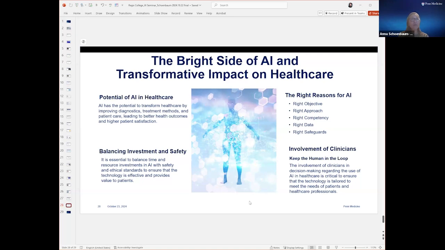They need to be part of the loop. There are some states that have it as part of their regulation regarding AI. I think there are several states where clinicians have to be in the loop of the decision making. And so it's to make sure that there are humans in the loop, at the table, selecting the right solution, validating, implementing, but then also having a sustainment model.